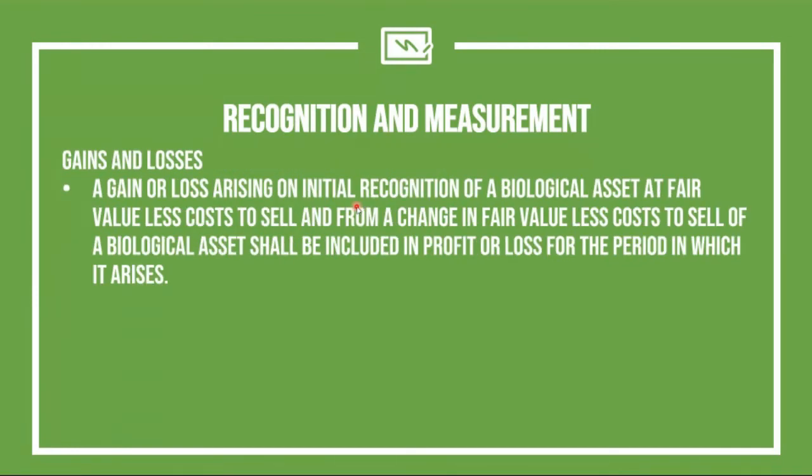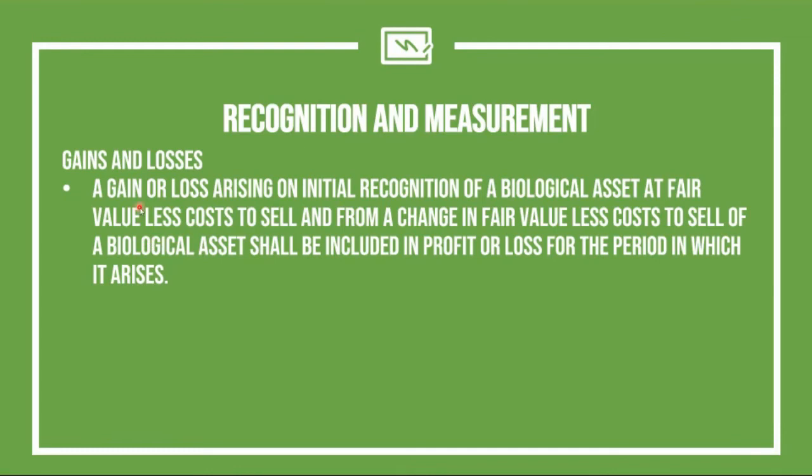So we are down to, I think this is the last part of the recognition and measurement, gains and losses. So this is very easy since we are going to measure the changes in the fair value. Any change in fair value will be recognized in profit or loss. So a gain or loss arising on initial recognition of a biological asset at fair value less cost to sell, and from change in fair value less cost to sell of a biological asset shall be included in profit or loss for the period in which it arises.